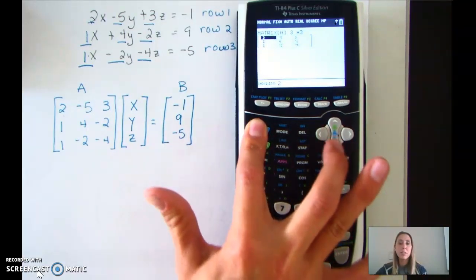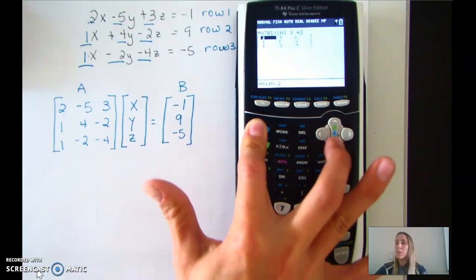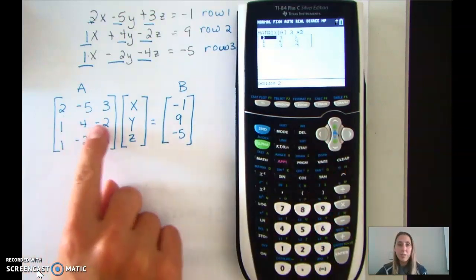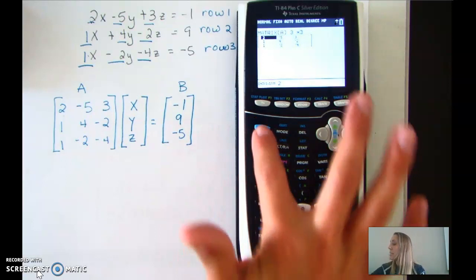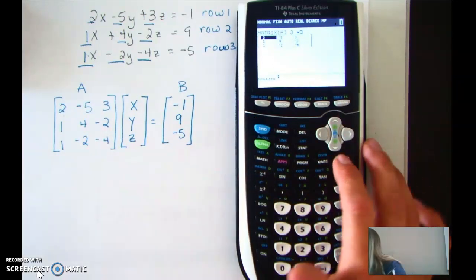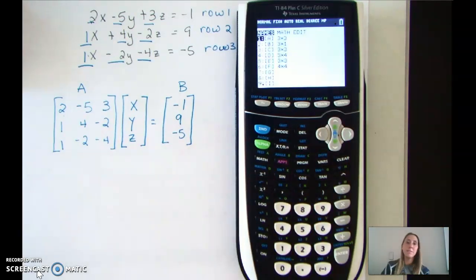And I'm going to see if that matches. So let me see if I can make this turn, so it's a little bit easier to see. So I have 2. It matches. -5. Yep, all my answers match. So I'm going to hit second matrix again. Oops. Second matrix. There we go.